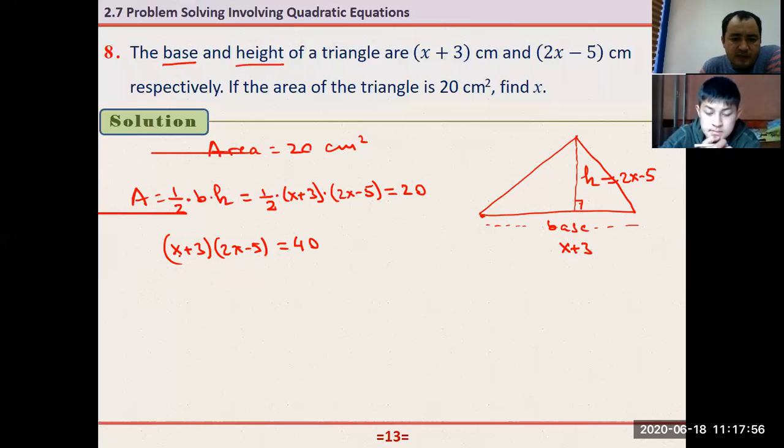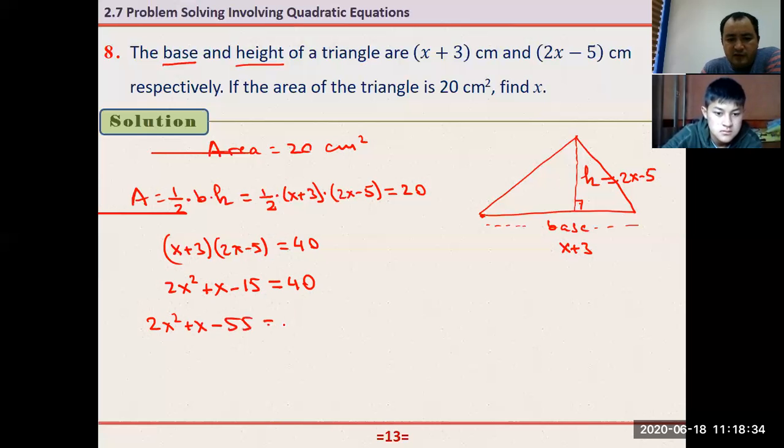So we have to expand this. x times 2x, what is it? 2x squared. Right? And x times negative 5, negative 5x. 3 times 2x is 6x. You should do this mentally after practicing that many questions. So the sum is plus x. Now 3 times negative 5 is minus 15. On the right hand side, we have 40. So take it to the left hand side: 2x squared plus x minus 55 is equal to 0. So that is our quadratic equation, right?